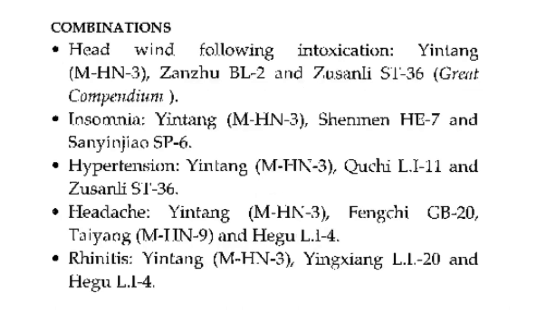So the use of Yintang in combinations with other points. For head wind following intoxication, Yintang is combined with bladder 2 and stomach 36. For insomnia, Yintang is combined with heart 7 and spleen 6. For hypertension, Yintang is combined with LI11 and stomach 36. For headache, Yintang is combined with GB20 and Taiyang and LI4. For rhinitis, Yintang is combined with LI20 and LI4.